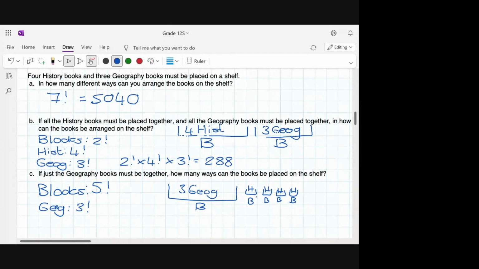Within block 2, I've got 1 history book, so I could go say 1 factorial. Within block 3, I've got 1 history book, so I could go say 1 factorial. But can you see I'm wasting my time? I don't want to do that. So I'm going to say 5 factorial times 3 factorial, and that gives me 720.